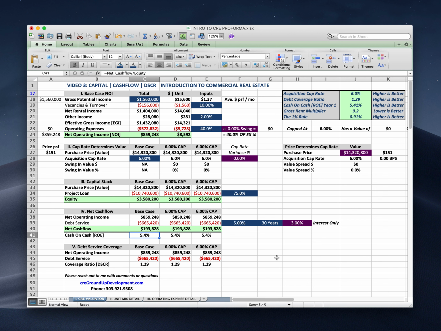So that net cash flow, if you're trying to determine the cash-on-cash return that the project would demonstrate under these circumstances, again, if you look up in the formula bar, the way that cash-on-cash return is calculated is dividing the net cash flow by the equity. And here's the net cash flow, and here is the equity, and here is the result.